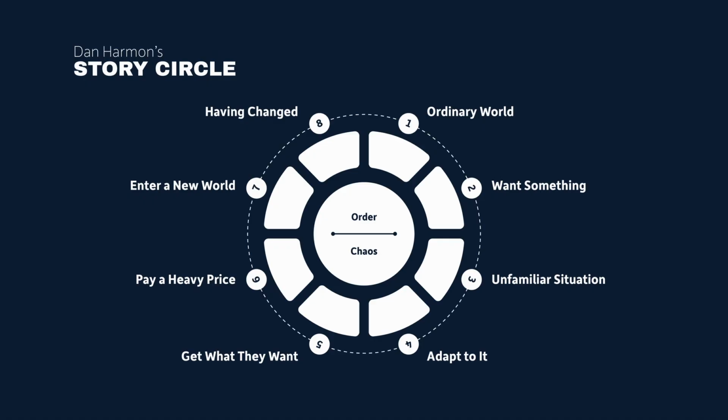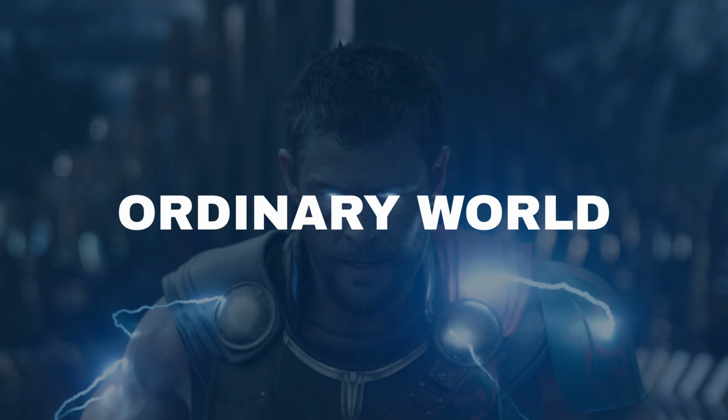Okay, so that was the Save the Cat beat sheet. Now let's see how the story fits into Dan Harmon's story circle. So the story circle structure looks a bit like this. Feel free to again pause the screen and get the structure in your head before we begin. We begin in an ordinary world.